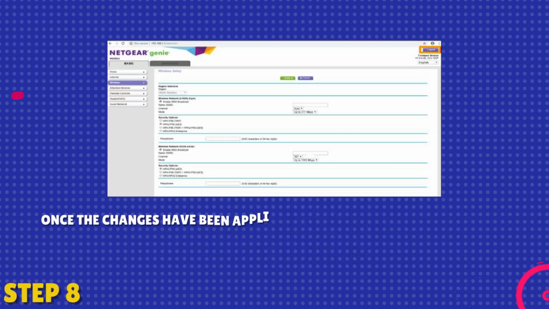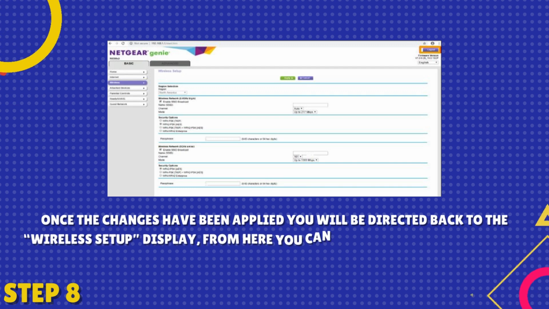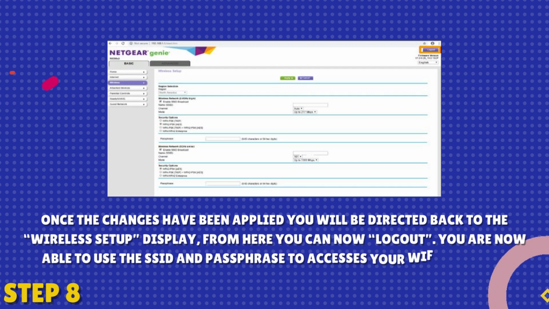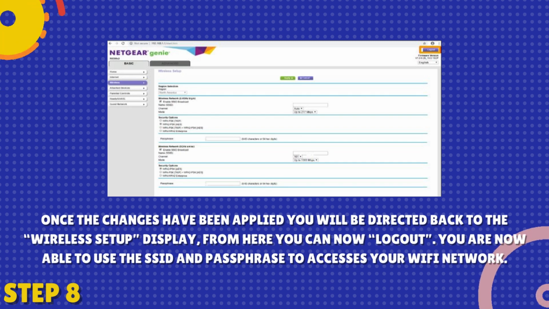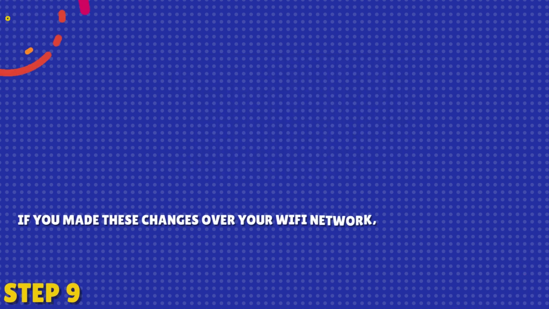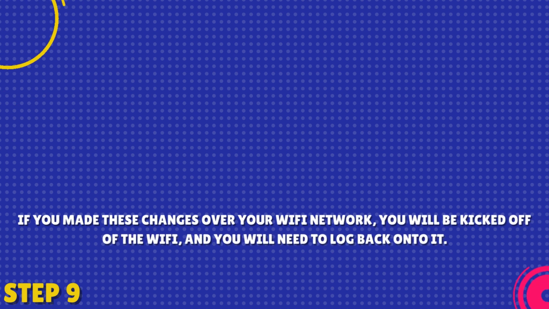Once the changes have been applied, you will be directed back to the Wireless Setup display. From here you can now log out. You are now able to use the SSID and passphrase to access your Wi-Fi network. If you made these changes over your Wi-Fi network, you will be kicked off of the Wi-Fi, and you will need to log back onto it.